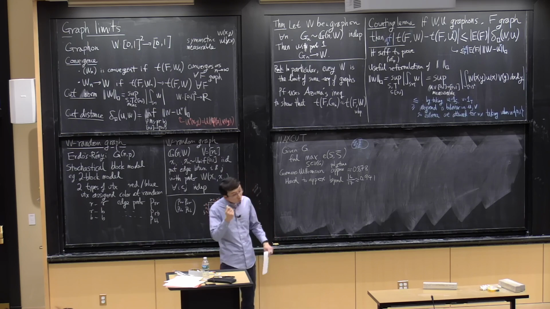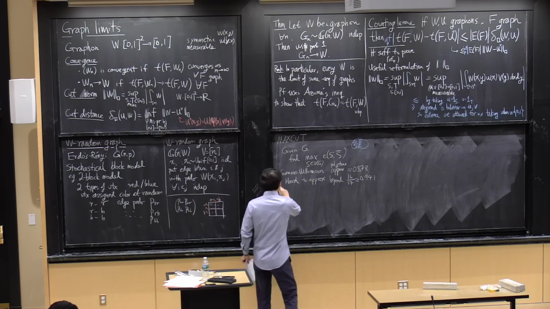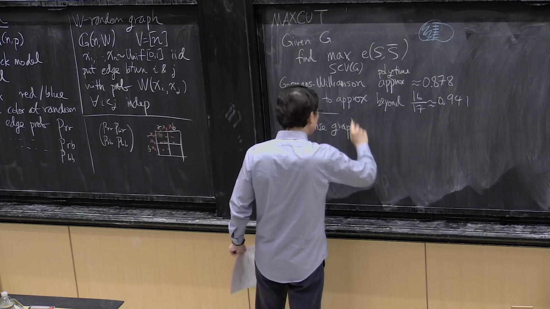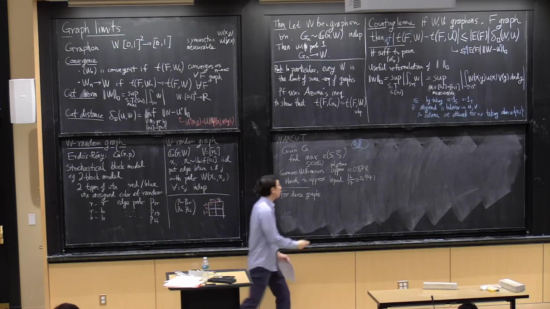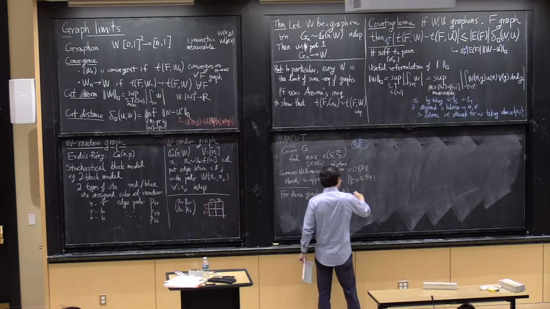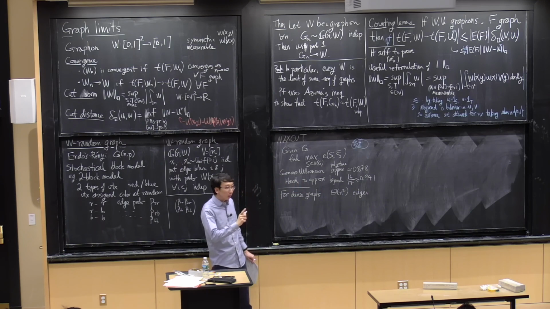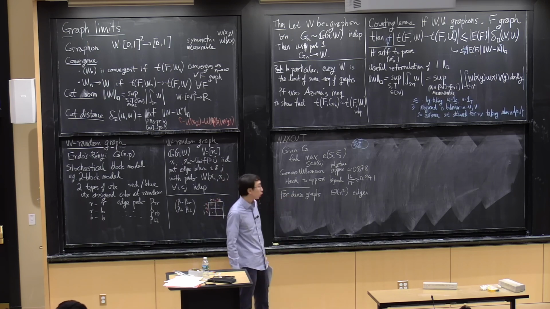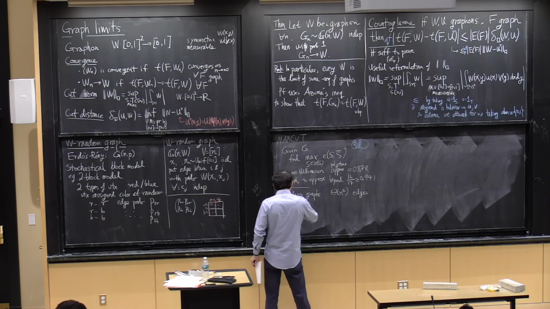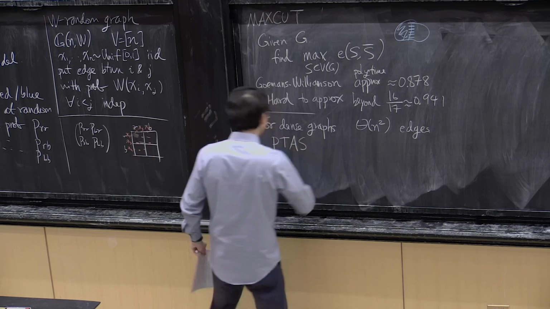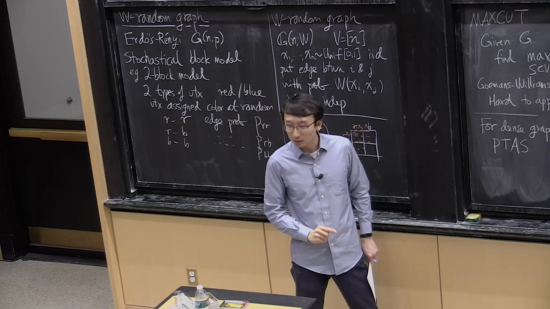But if the graph I give you is dense, dense now meaning a quadratic number of edges, where n is the number of vertices, then it turns out that the regularity type algorithms, right, that theorem combined with the algorithmic versions, allows you to get polynomial time approximation algorithms. So these are polynomial time approximation schemes.